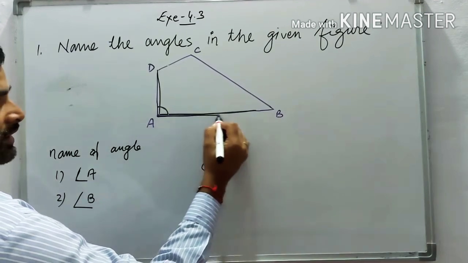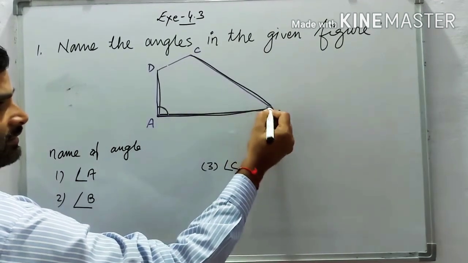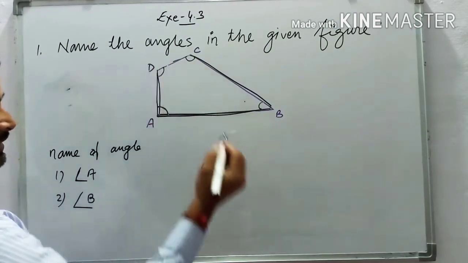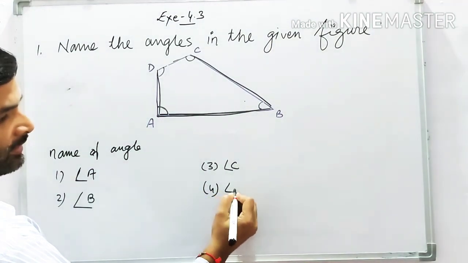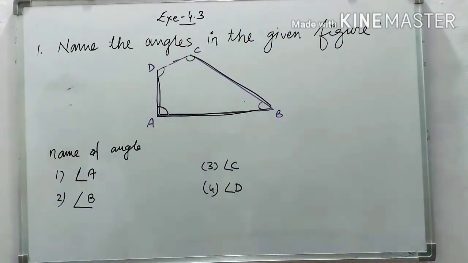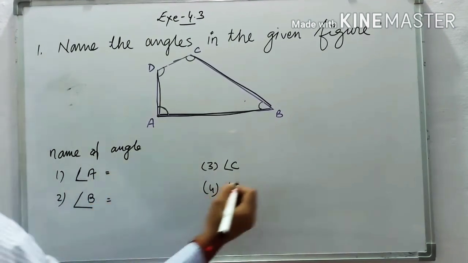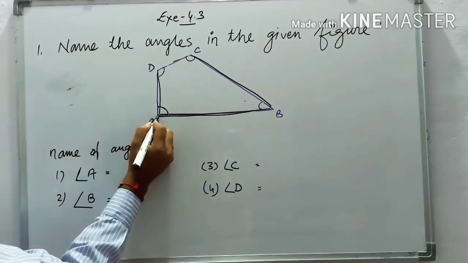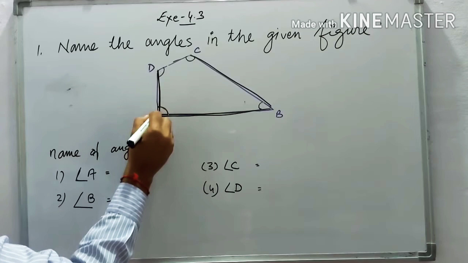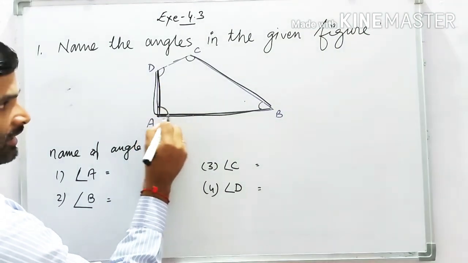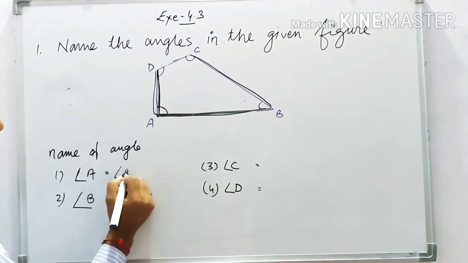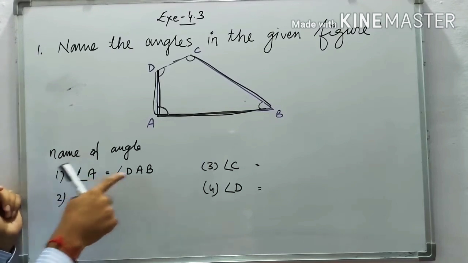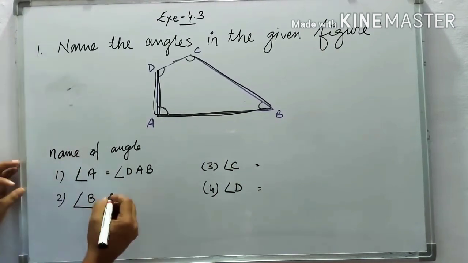Similarly, rays AB and BC have a common point B, and this is the angle; similarly angle C and angle D. This is the small name, and now write the big name. For the big name, the angle's name will start with a point. Suppose you write the angle of A: you start the name from B, A, D, so angle DAB. The main angle is A between the two other points, D and B.